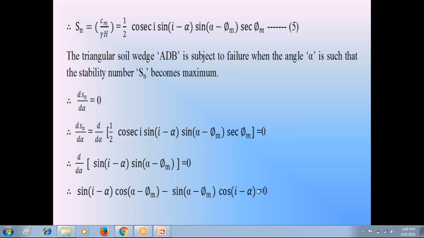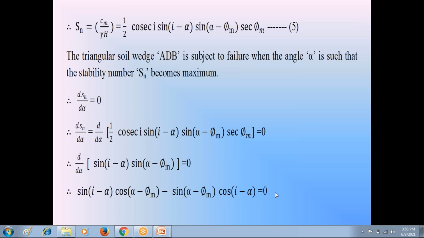So here we have minus 1. That minus into plus becomes minus. So this is the final differentiation of d by d alpha of sin I minus alpha into sin alpha minus phi m. So from this differentiation, you will get this final form. So here sin I minus alpha cos alpha minus phi m minus sin alpha minus phi m into cos I minus alpha equal to 0.